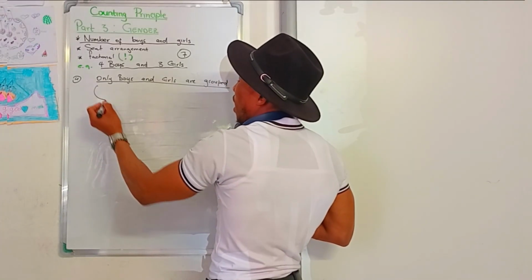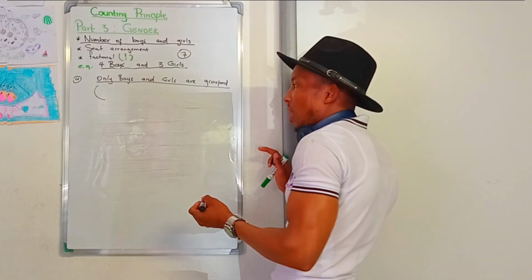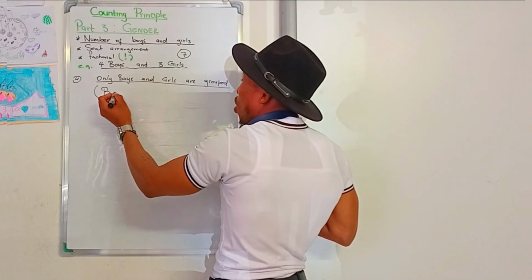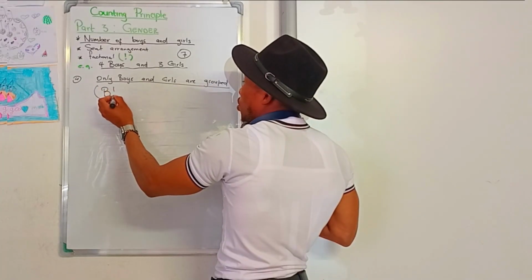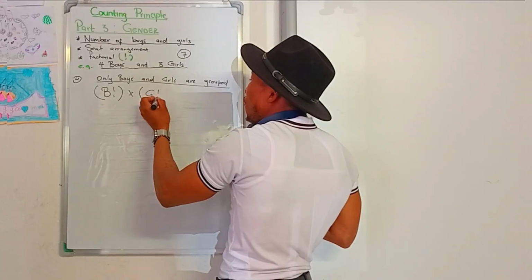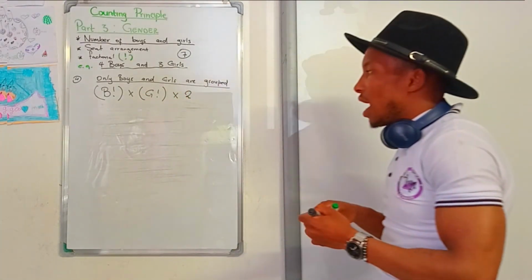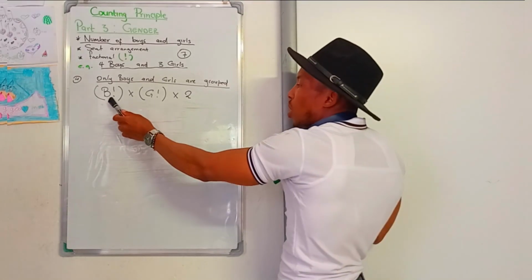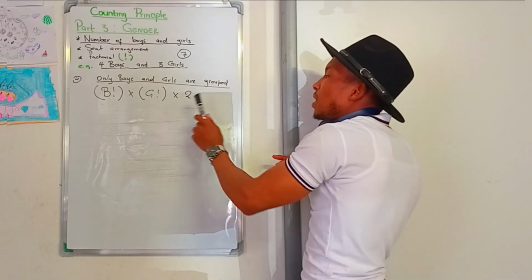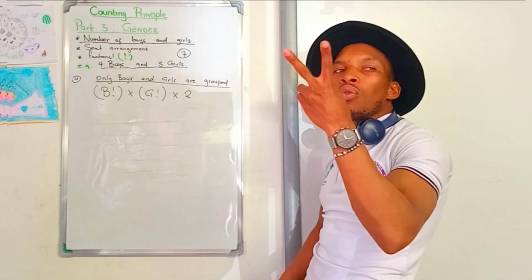The formula says that when it is about grouping the boys as well as the girls, we always have the number of boys factorial times the number of girls factorial times 2. We always have the number of boys factorial times the number of girls factorial times 2. What does this 2 mean? It means that you're just going to have 2 arrangements.